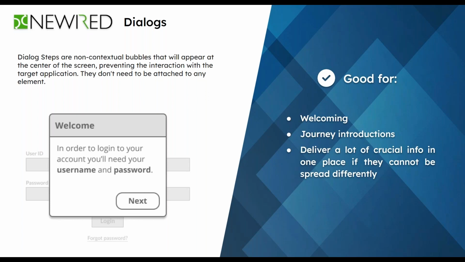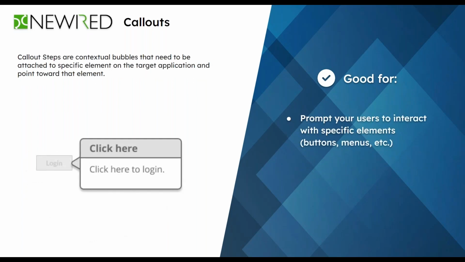What are they good for? So they are good for welcoming as a first step of your journey. They are good to create introduction for your journeys or to deliver a lot of crucial information in one place if it cannot be spread differently. Then the second kind of step that can build a journey is the callout. So the main difference between dialogues and callouts is the fact that callouts are contextual. So they need to be attached to a specific element on the web application. For example, they can be attached to a button or to a text field, and they will always point toward that element. So what they are good for is to push your users to interact with that specific element.